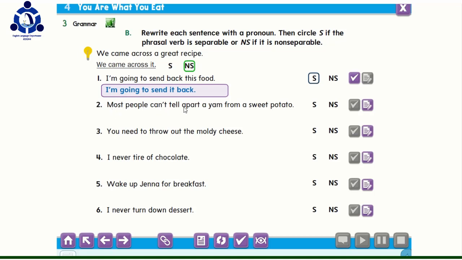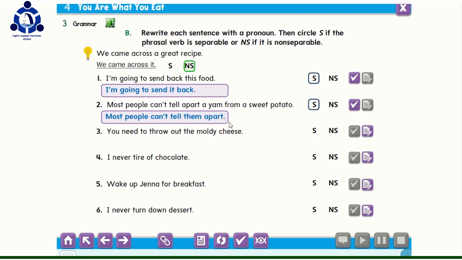Look at the second exercise. Second sentence: most people can't tell apart I am from a sweet potato. I need to change the last nouns to a suitable pronoun and put it in the sentence. I am from a sweet potato. This is the noun. How do I use a suitable pronoun? Them refers to the yam and the sweet potato. Them is an object pronoun. These yam and sweet potatoes are objects. So I use them. Okay? Look at them. It came between tell and apart. The particle is tell apart. Them came between them. So is it separable or non-separable? It is separable. Most people can't tell them apart.